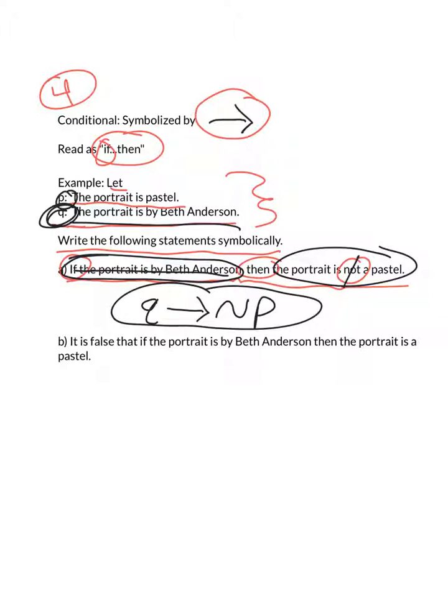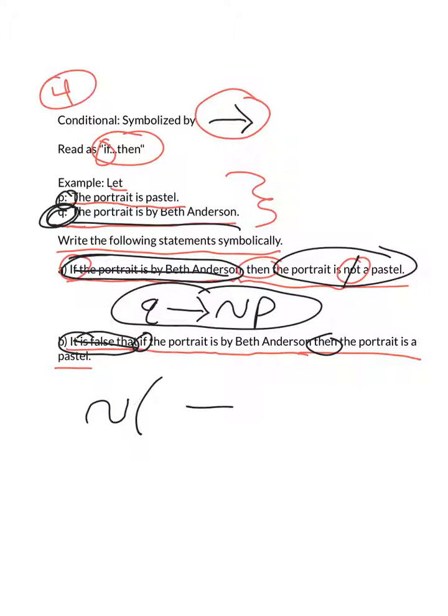B, let's try another one. It is false that if the portrait is by Beth Anderson, then the portrait is a pastel. So thinking back to our last slide, it is false that means we throw down a negation tilde followed immediately by a left parenthesis. Then we finish it up by putting the rest of the sentence inside those parentheses. I now see the phrase if then, so I'm going to have my if then arrow. You should always have letters on either side of any arrow. On the if portion, the left-hand side of that arrow, the portrait is by Beth Anderson, which is the letter Q.